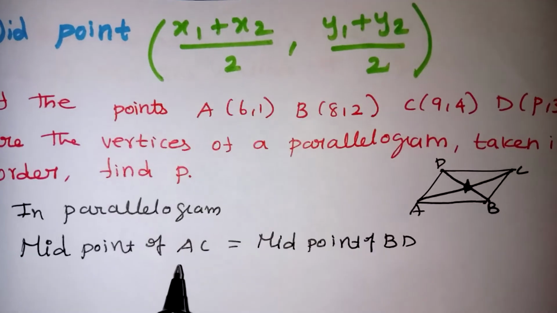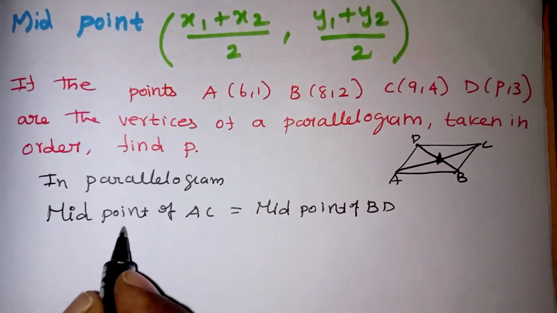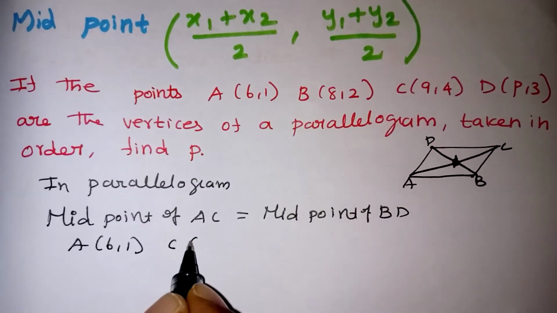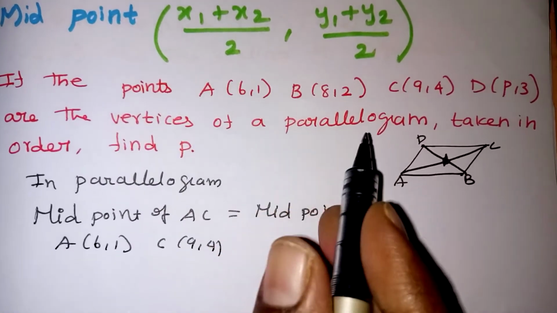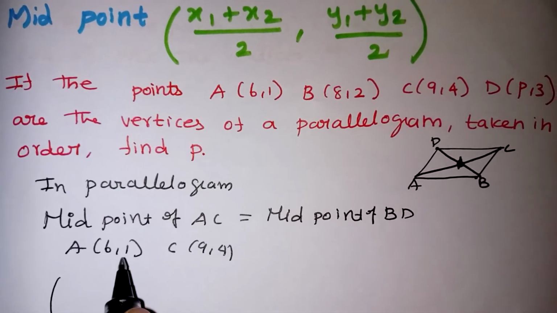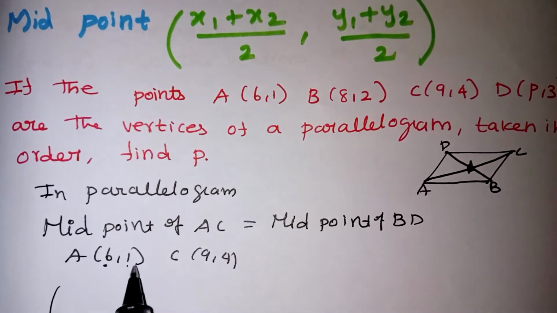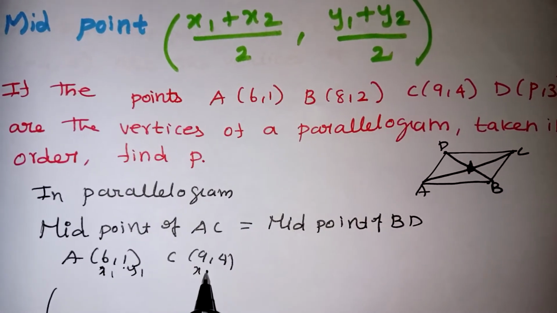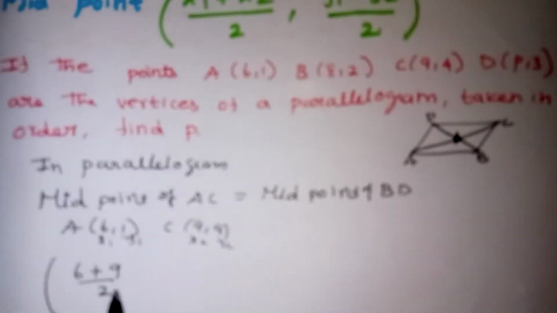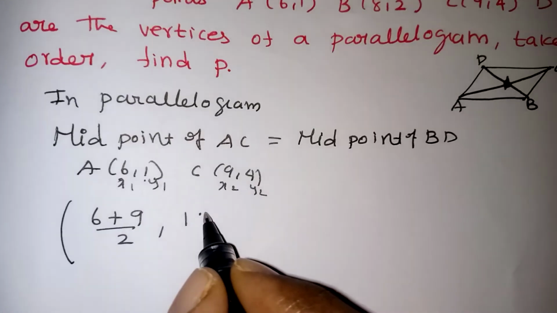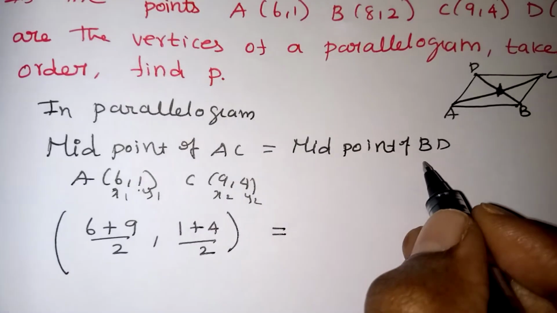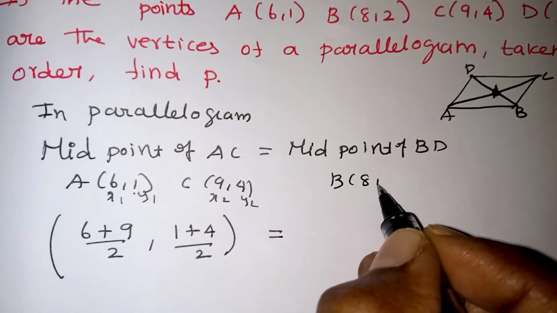Now the points A and C should be taken together. You have to write the midpoint. So for AC, A point is (6, 1) from the question, C point is (9, 4) from the question. A and C you just write it. Now apply the formula for midpoint: (x1 + x2)/2. This is your x1, y1, x2, y2. So (x1 + x2)/2 is (6 + 9)/2, comma (y1 + y2)/2, (1 + 4)/2, which is equal to the BD midpoint. B point is given as (8, 2).